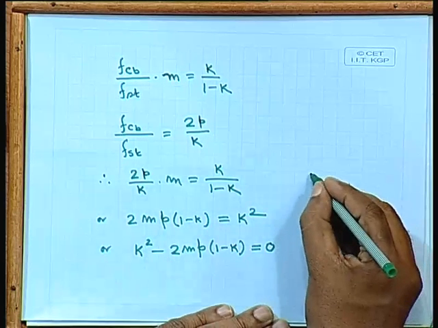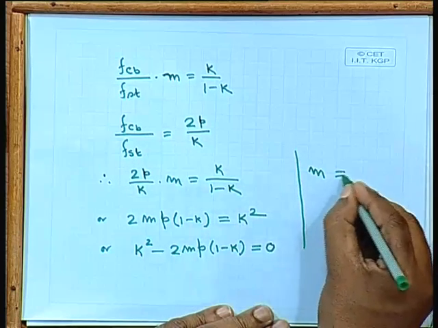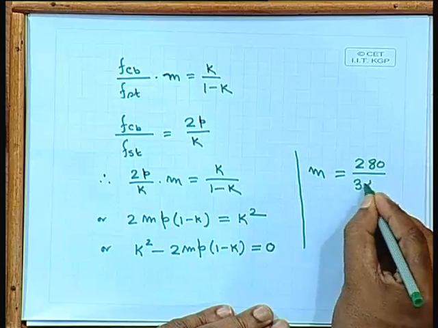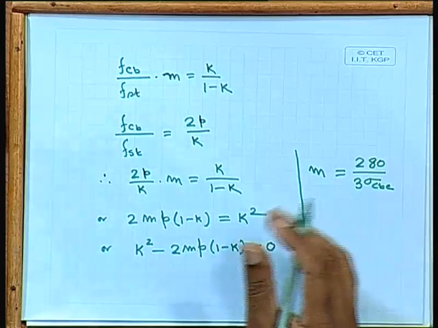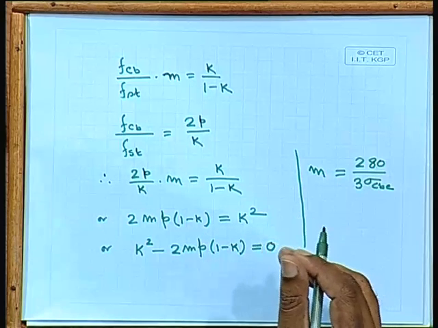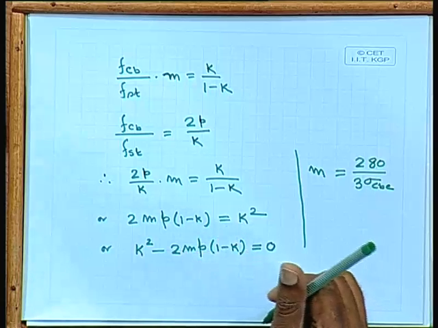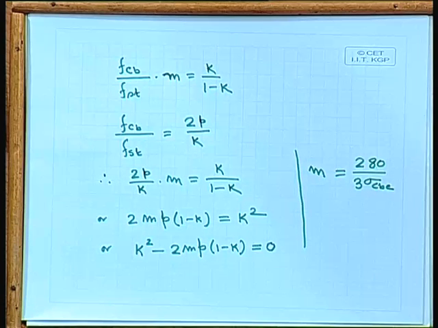We can find out m. So, m equal to 280 by 3 sigma cbc, getting from the code. We have to choose one particular grade of concrete, maybe M20 grade of concrete. For that M20 grade, we can find out the corresponding sigma cbc, compressive stress in bending. From there we can find out that modular ratio m. If we know m, and the percentage of steel, that area of steel you have provided, from there you can find out the corresponding k.